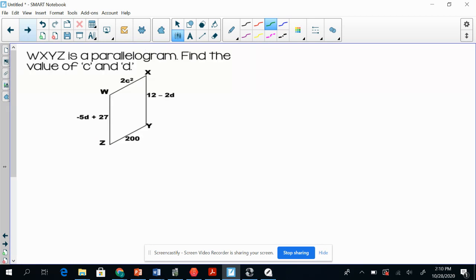All right, this one is a mess. We got lots of letters. Now, we just did 2 of them that had to do with angles, so your 180 is going to be fresh in your brain, but these are sides. So since they're sides, 180 is off the table. It is a parallelogram, so that means I know this side and this side are congruent. So 2c squared is going to be equal to 200.